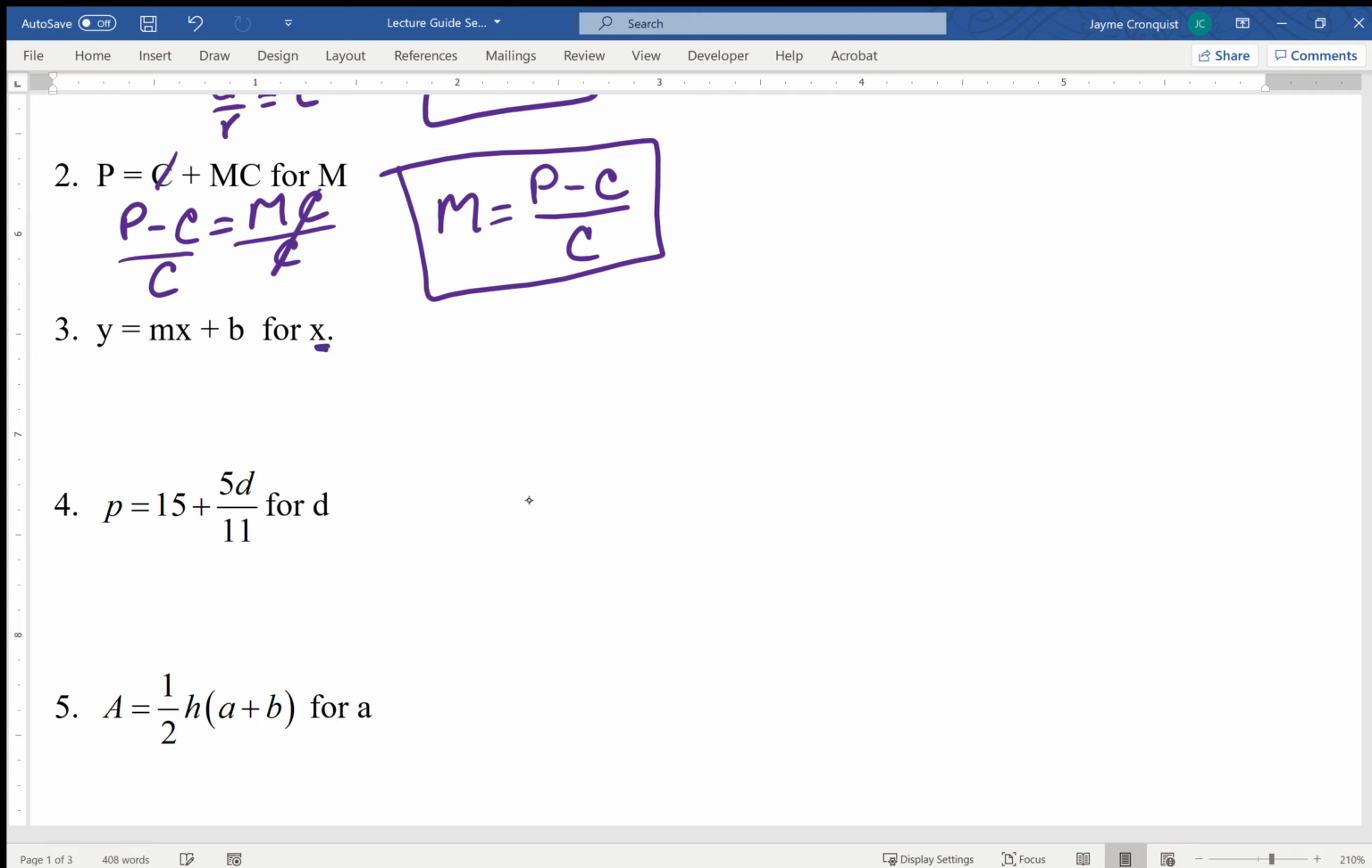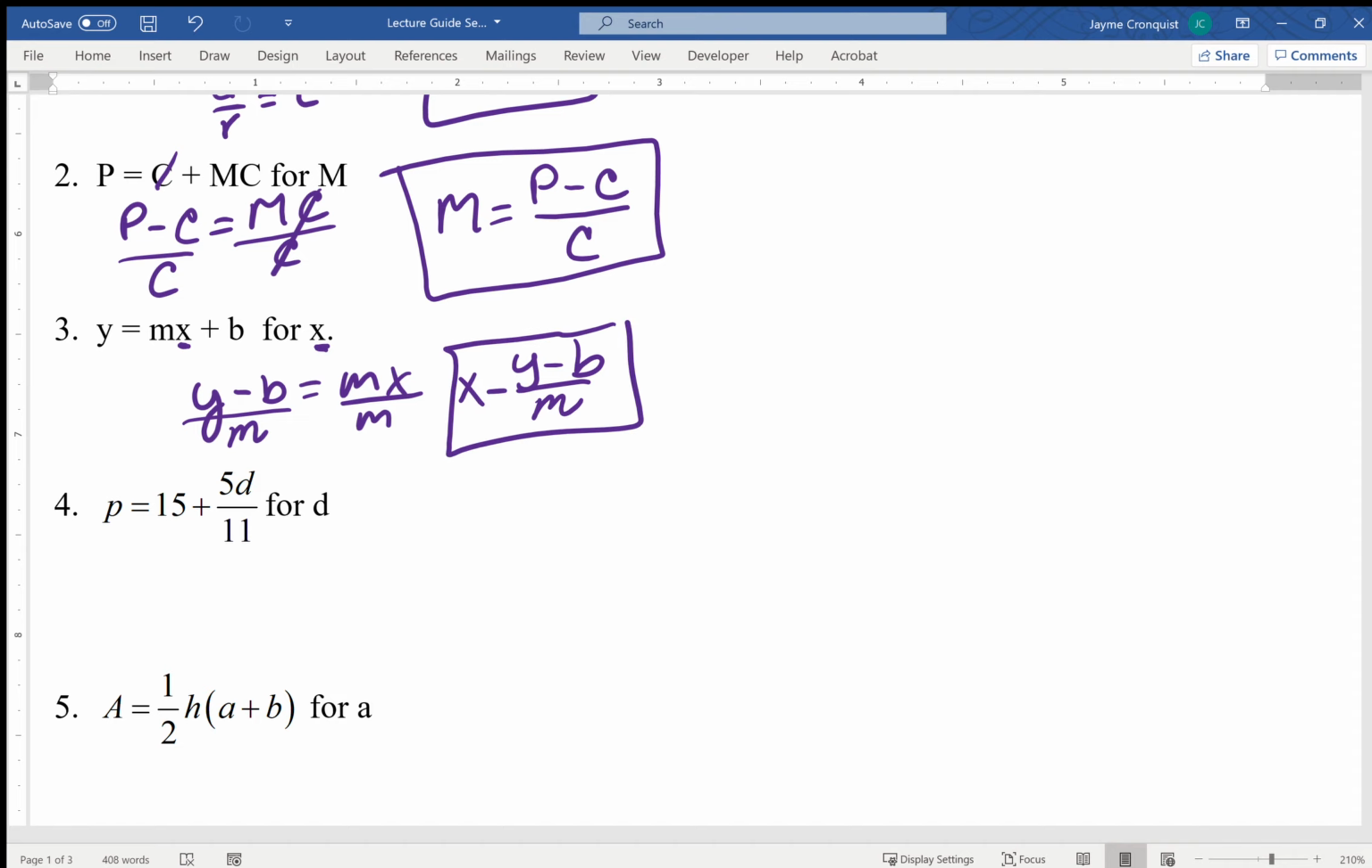Solve for x. So we're solving for this guy. So we're going to subtract off the b first. So y minus b equals mx. Now we have to divide off the m. Y minus b over m. That's what x is equal to. I did a minus, sorry, equal to.